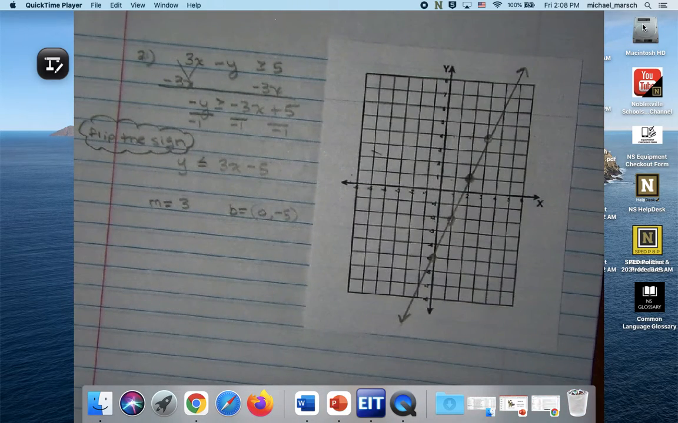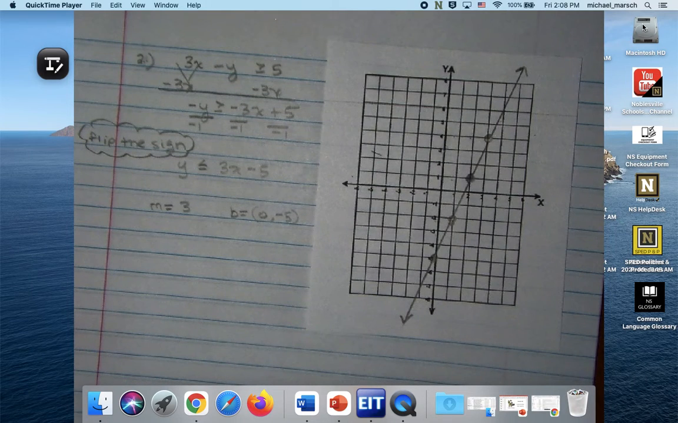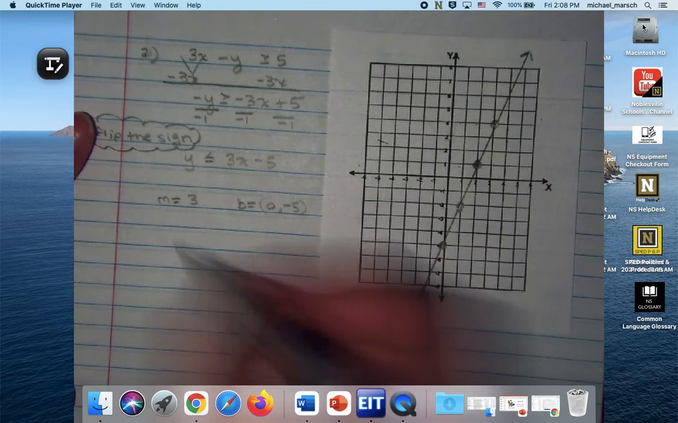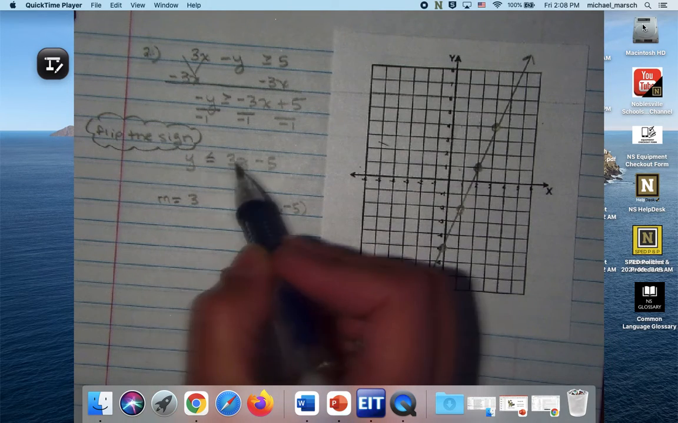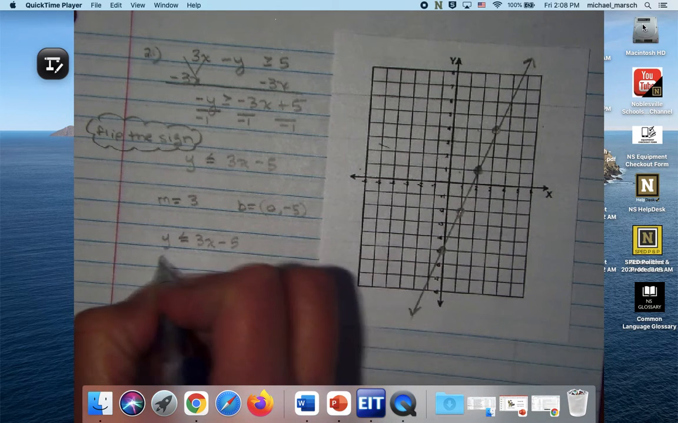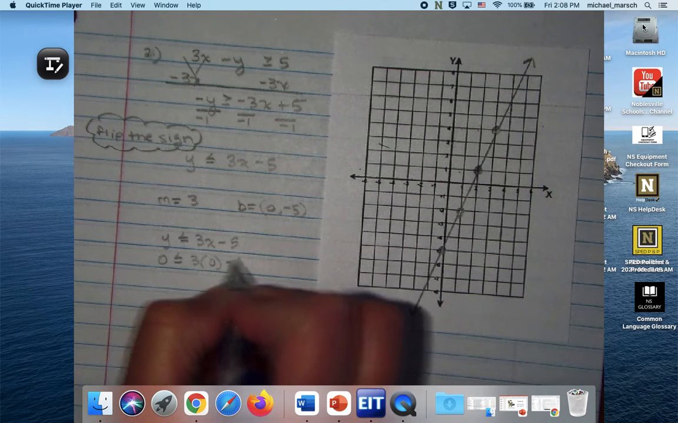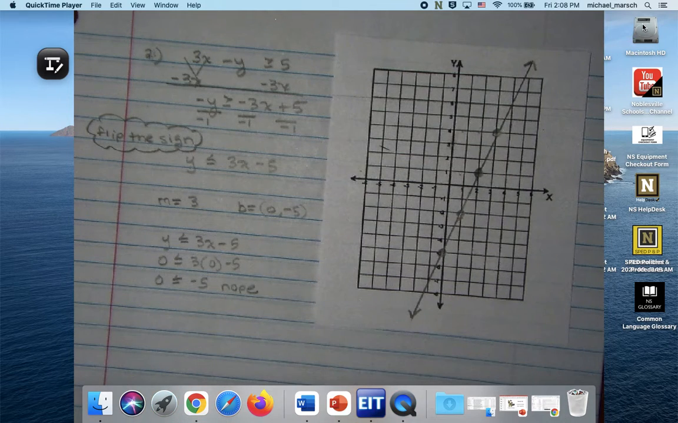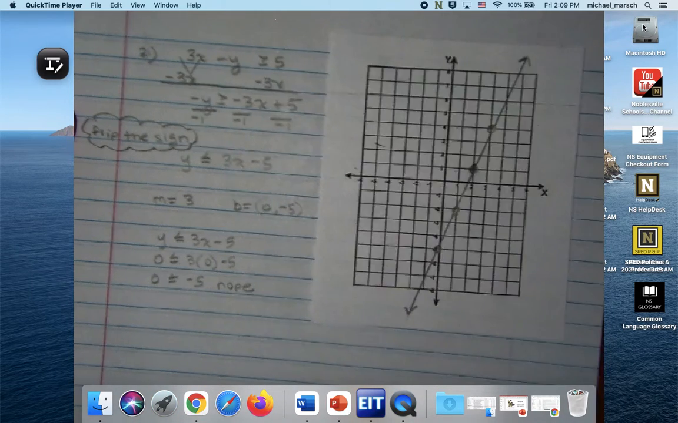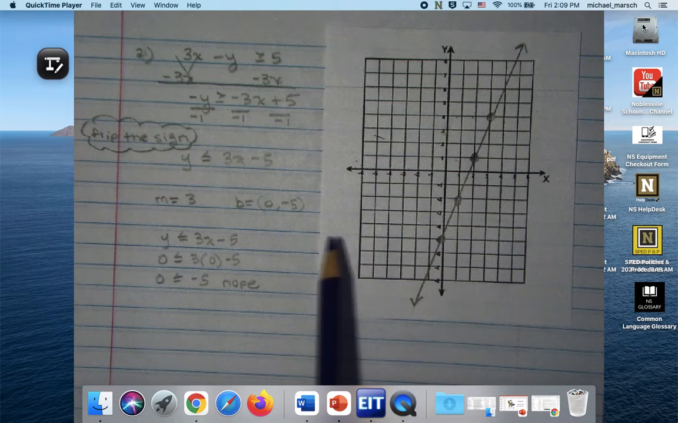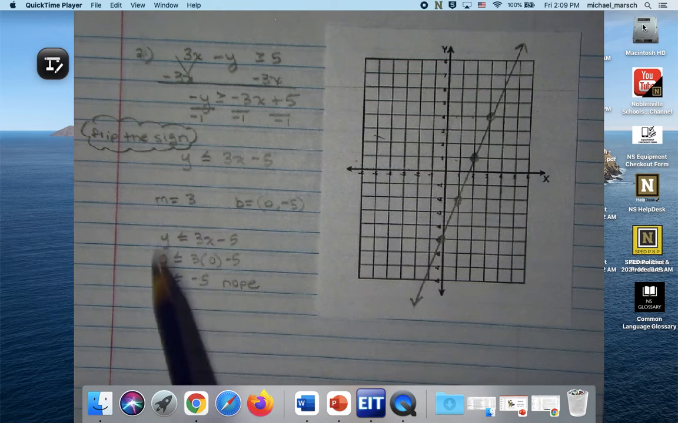And this is, again, one of those where you might be like, what is above? What is below? Well, it is going to be shaded below, which some of us are like, I don't trust myself left or right. So again, you can always put 0, 0 in to see if it works. So y is less than or equal to 3x minus 5. 0 less than or equal to 3 times 0 minus 5. Is 0 less than or equal to negative 5? Nope. This is just a backup plan.